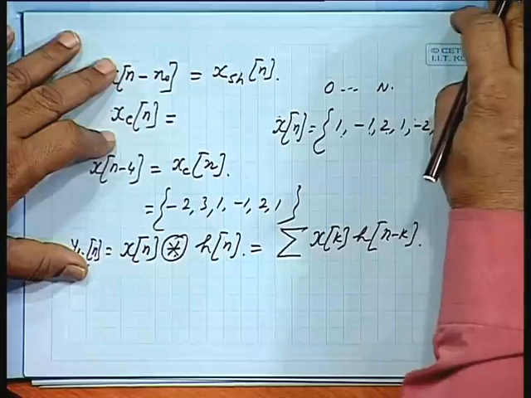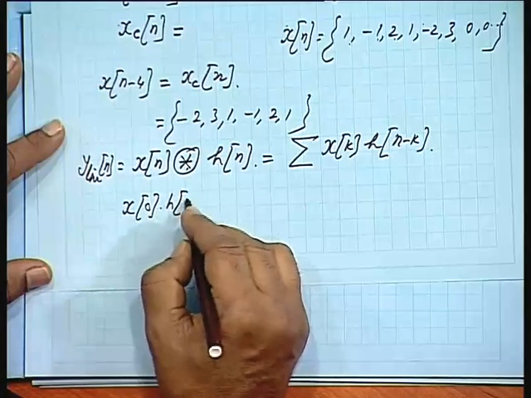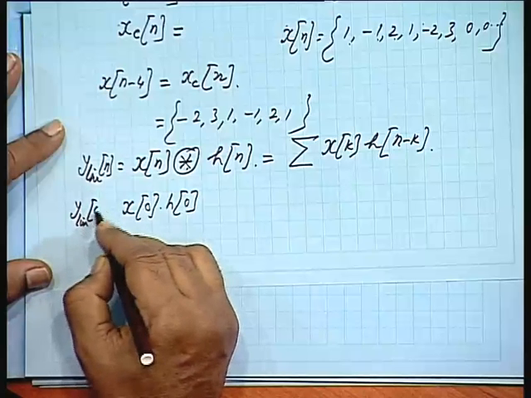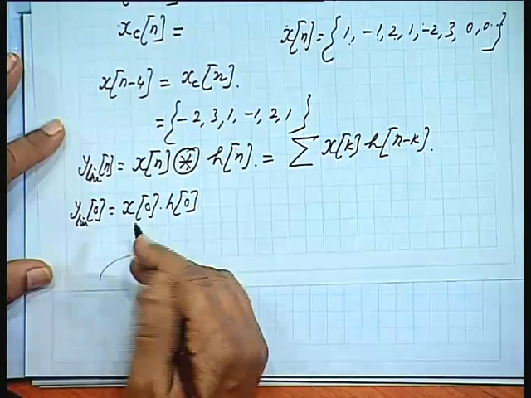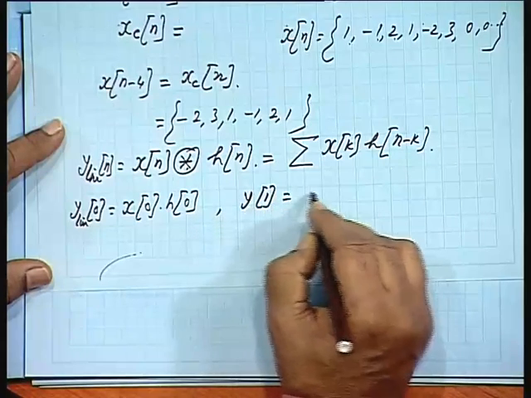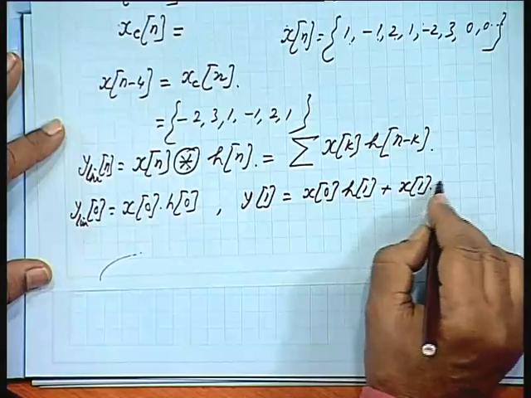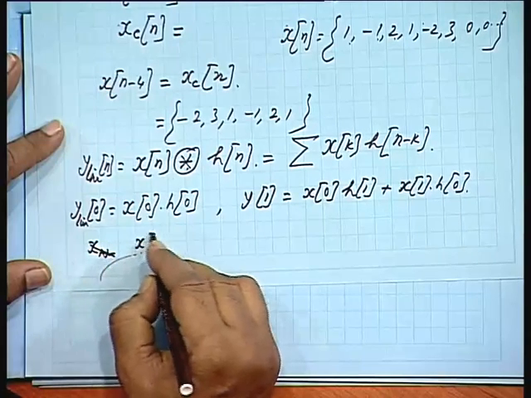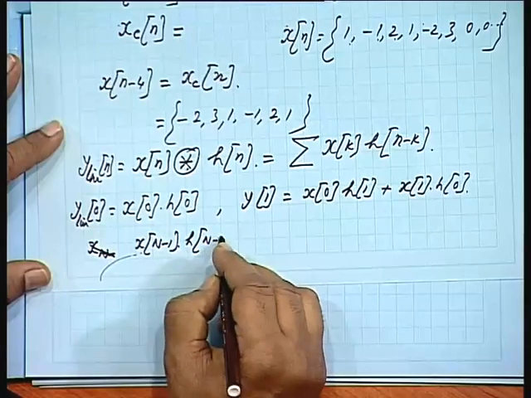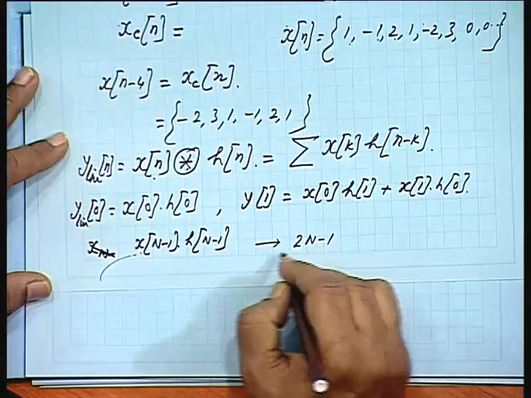So, the first term in this will be x0 into h0. Y linear, the zeroth value will be x0 into h0. Y1 will be x0 into h1 plus x1 into h0 and so on. And the last term will be x(n minus 1) into h(n minus 1). All right. How many terms will be there? Suppose both of them are of the same length n, then what will be the total length? 2n minus 1 will be the total length.